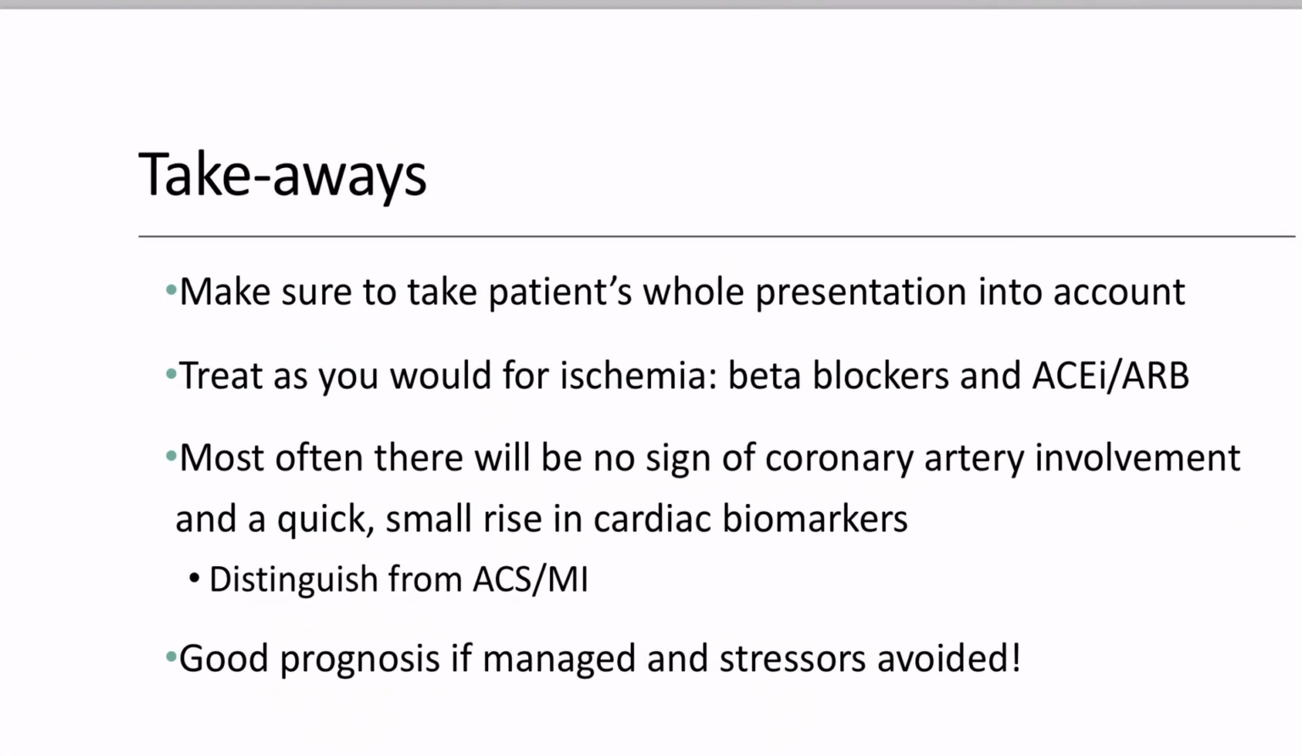So just some takeaways. You need to make sure that you take the patient's whole presentation into account. Treatment, you would start with the treatment that's most common. So for our patient here, you would be guessing ischemia. So essentially what you'd start off with is beta blockers and ACE inhibitors or an ARB.